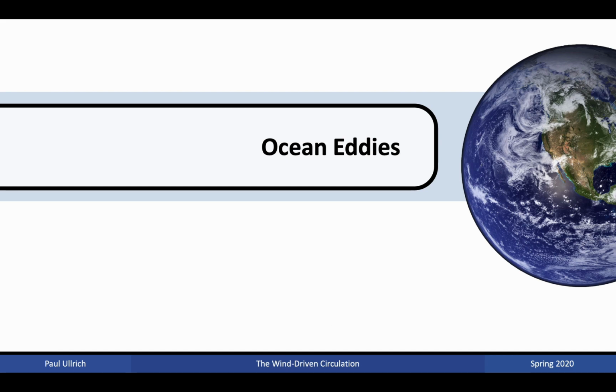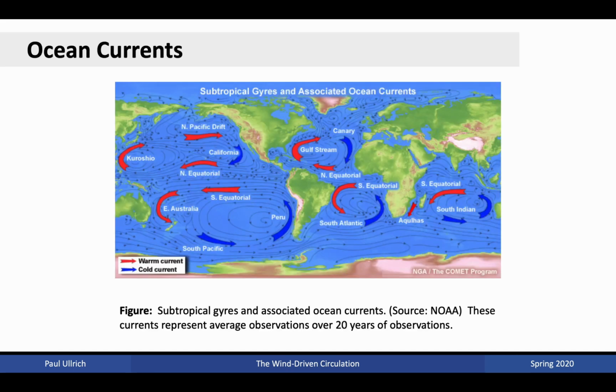All right, let's talk about ocean eddies. Here's a map that we showed earlier about the large-scale oceanic currents that occur in the major ocean basins of the world. These are the subtropical gyres associated with large-scale circulations. In the northern hemisphere, they're associated with clockwise motion, and in the southern hemisphere, associated with counterclockwise motion. This large-scale mean flow hides some of the nuanced character that is actually present within the oceans.